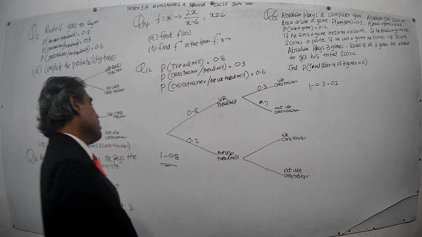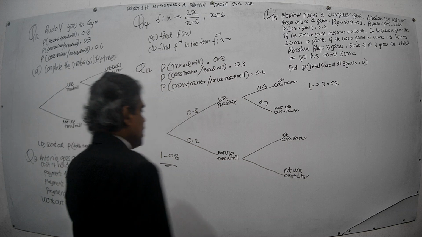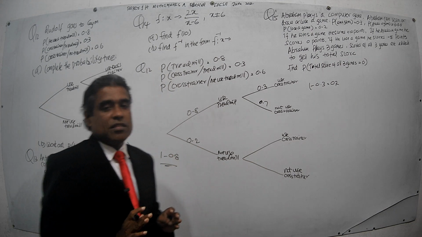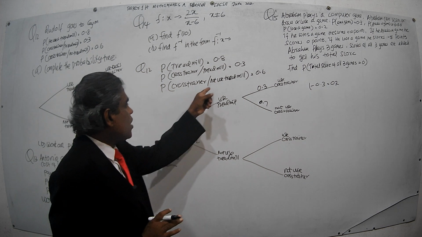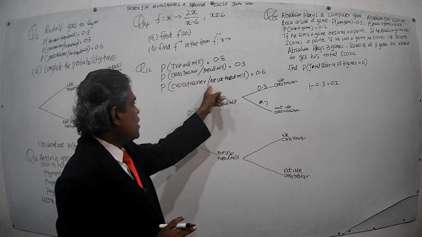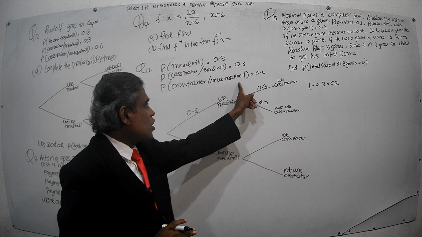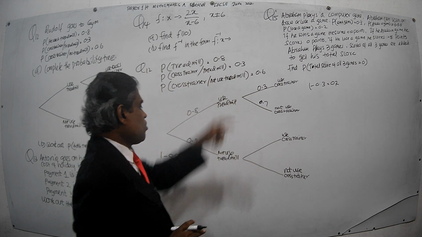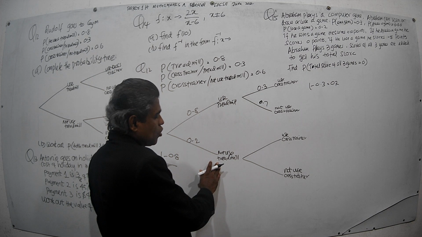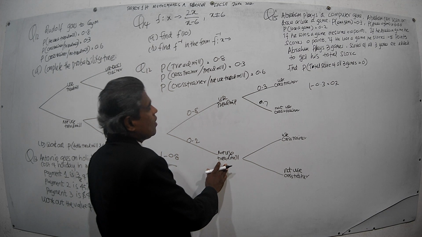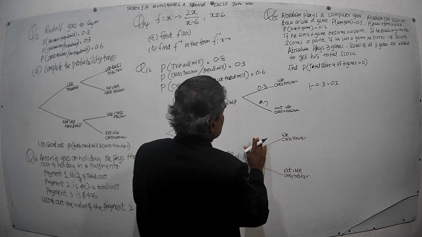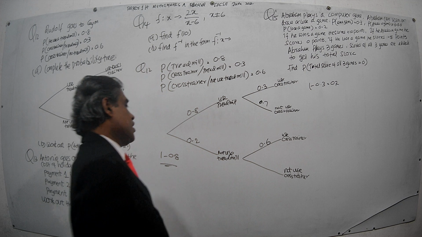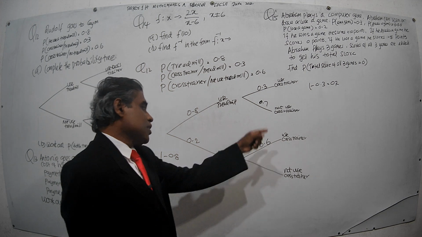Now next one. Now say he does not use the treadmill. Then what is the probability of using the cross trainer? This one. This means, if he does not use the treadmill, the probability of him using the cross trainer is 0.6 here. He does not use the treadmill but uses the cross trainer, 0.6. Without using the treadmill, uses the cross trainer.